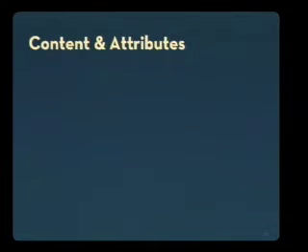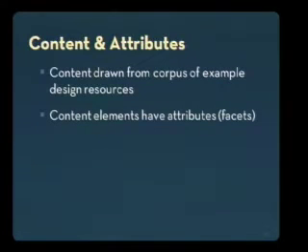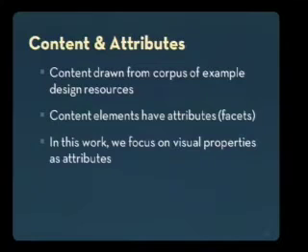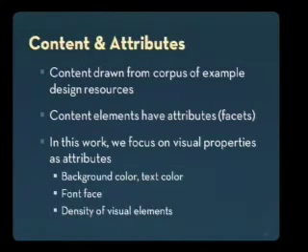So in our approach to this design by example idea, content is drawn from a corpus of example design resources. So someone's put together a set of examples, and we wanted to display some subset of those during the design task. Content elements have attributes, which are facets, as I mentioned earlier. These are categorizations of the content along interesting dimensions. And so in this work, we focus on visual properties as attributes. So things like colors, fonts, and more abstract properties such as density of visual elements. And so these are different ways to classify web pages along dimensions of interest to designers.